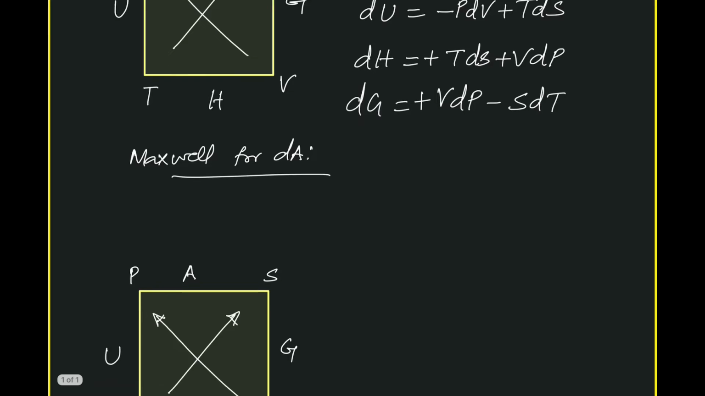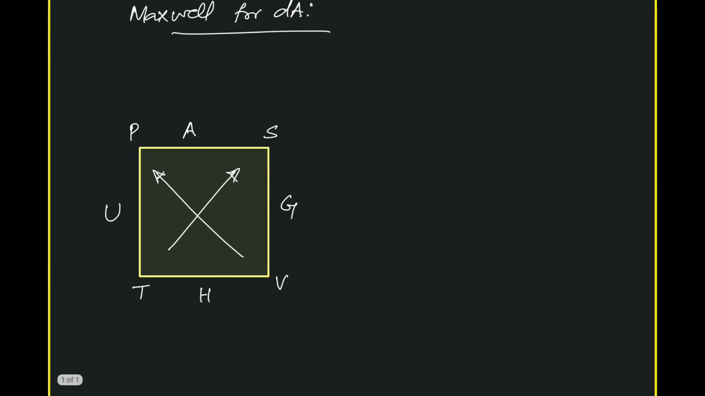For that, we can make use of the same diagram that we already have, with P, G, V, H, T, U, and the lines with arrowheads pointing to the top. So we have this diagram. We are now going to obtain the Maxwell relation corresponding to A.